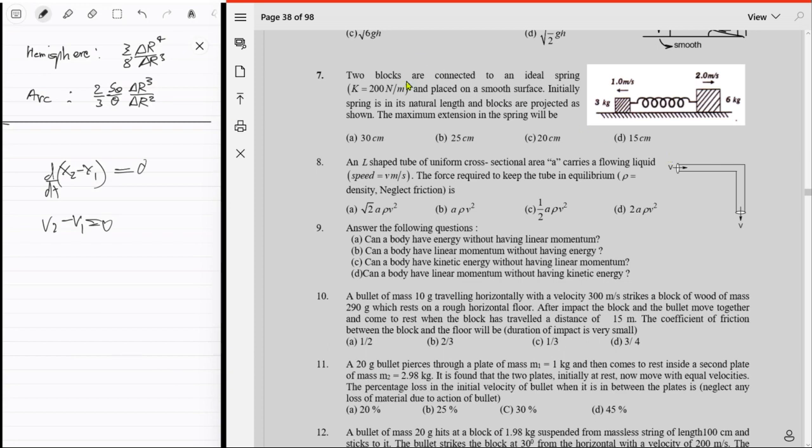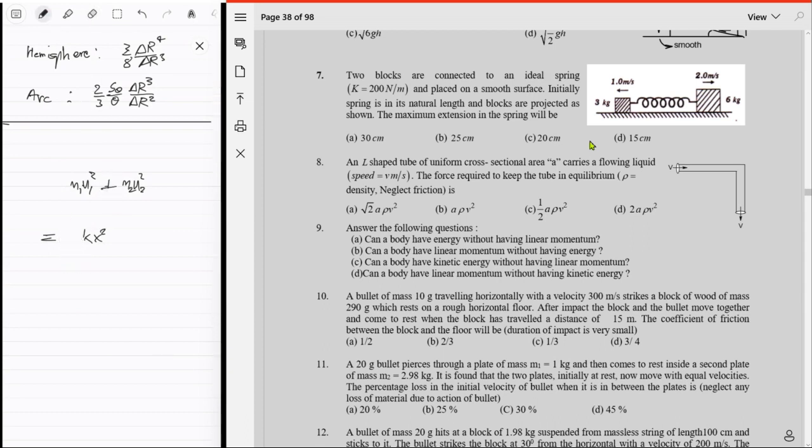Yeah. So what do you want? Ideal spring placed on a smooth surface. Initial spring is natural length. Blocks projected, so just energy conservation. We know this one. It's pretty common. So what do you have? Just half m1 u1 squared plus half m2 u2 squared is equal to half kx squared plus p squared upon, you know what, just take a half out everywhere because it doesn't really affect anything.